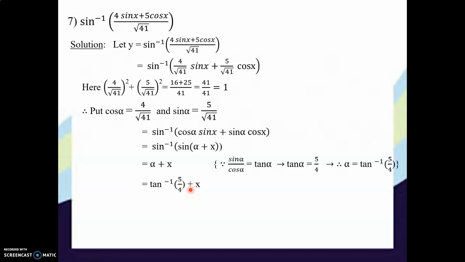Now, differentiate with respect to x. Tan inverse of a constant is a constant, so it will become 0 and the derivative of x is equal to 1. That is the final answer for this question.